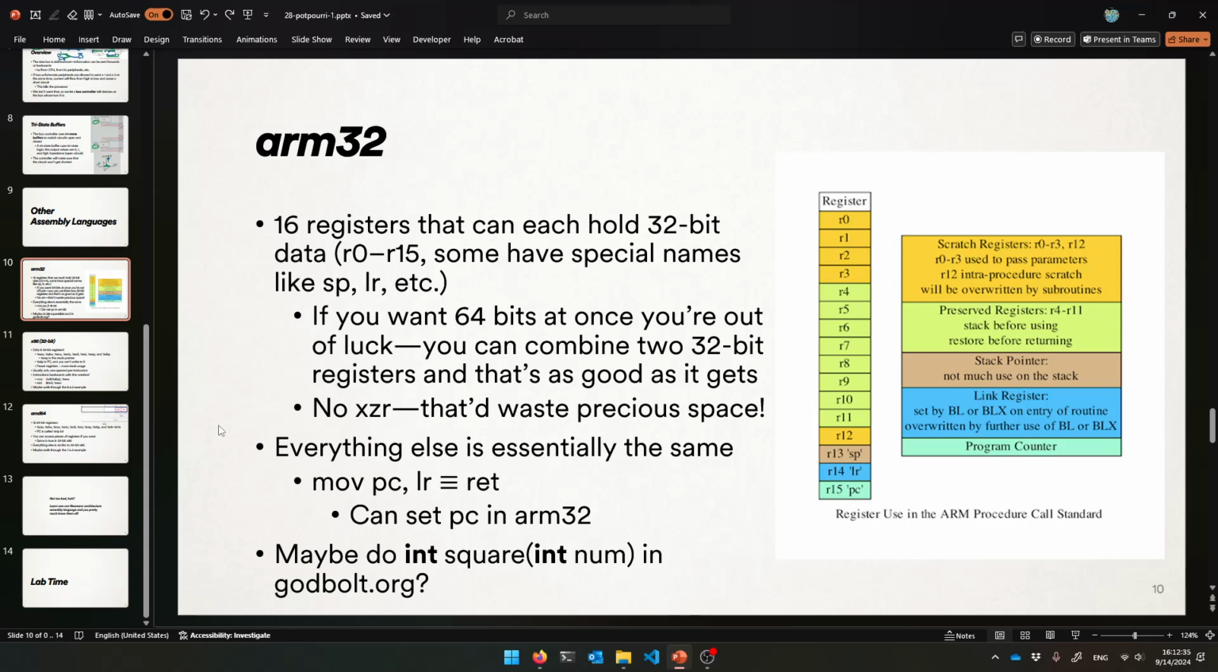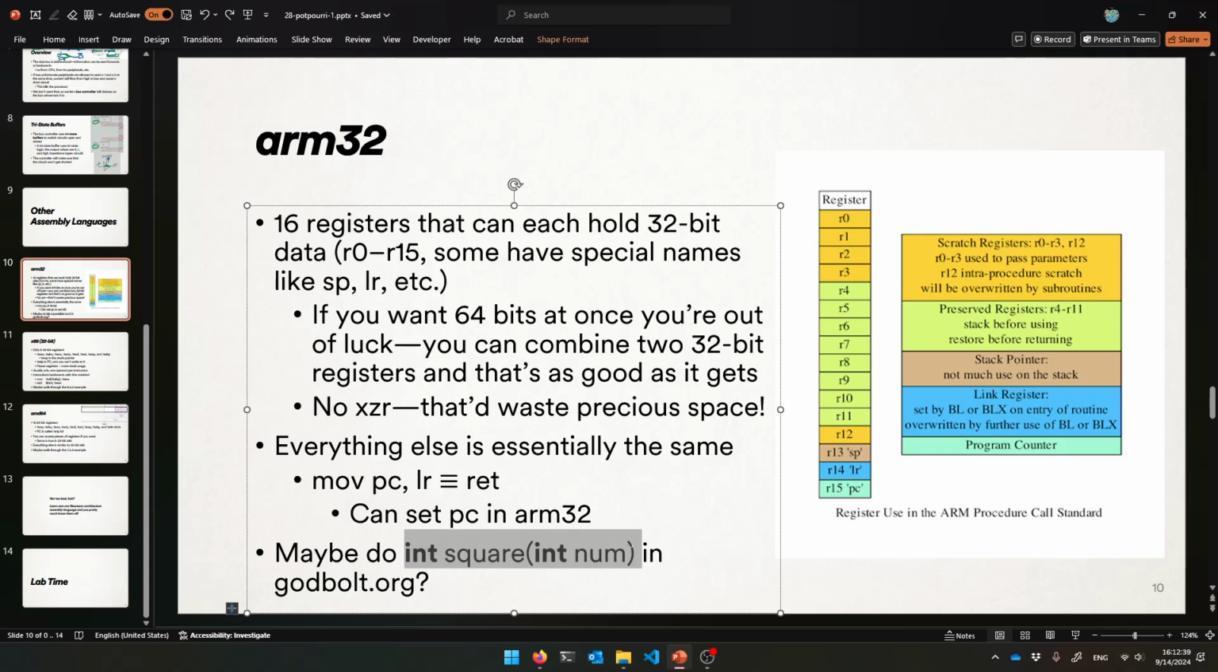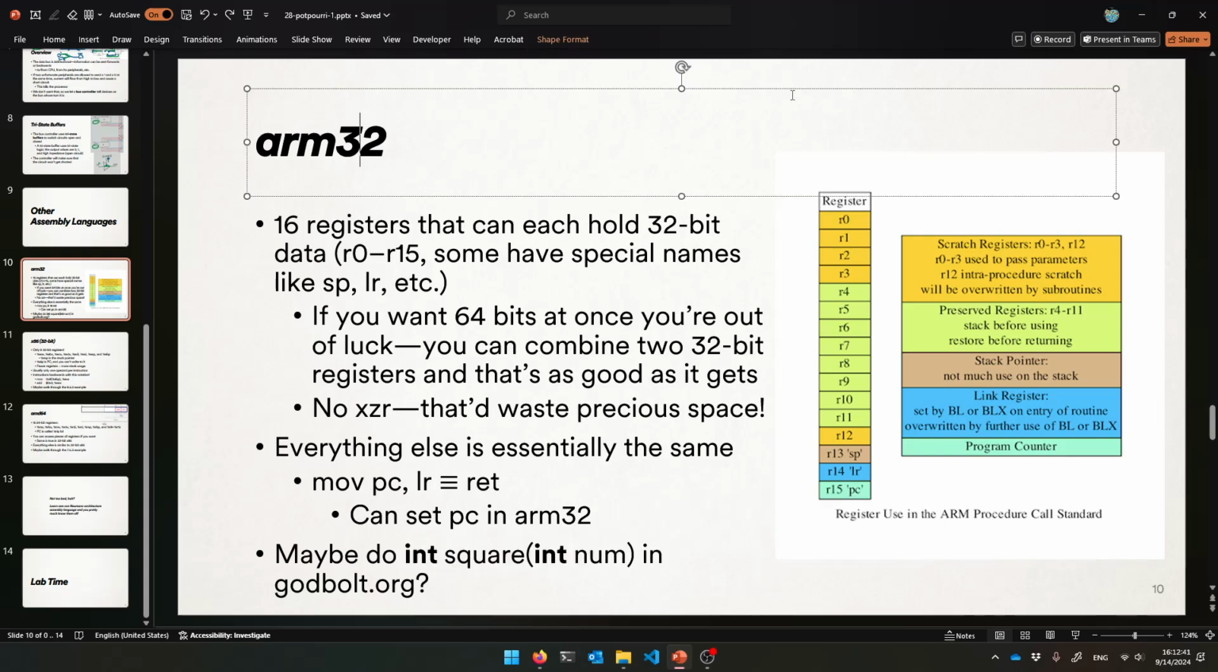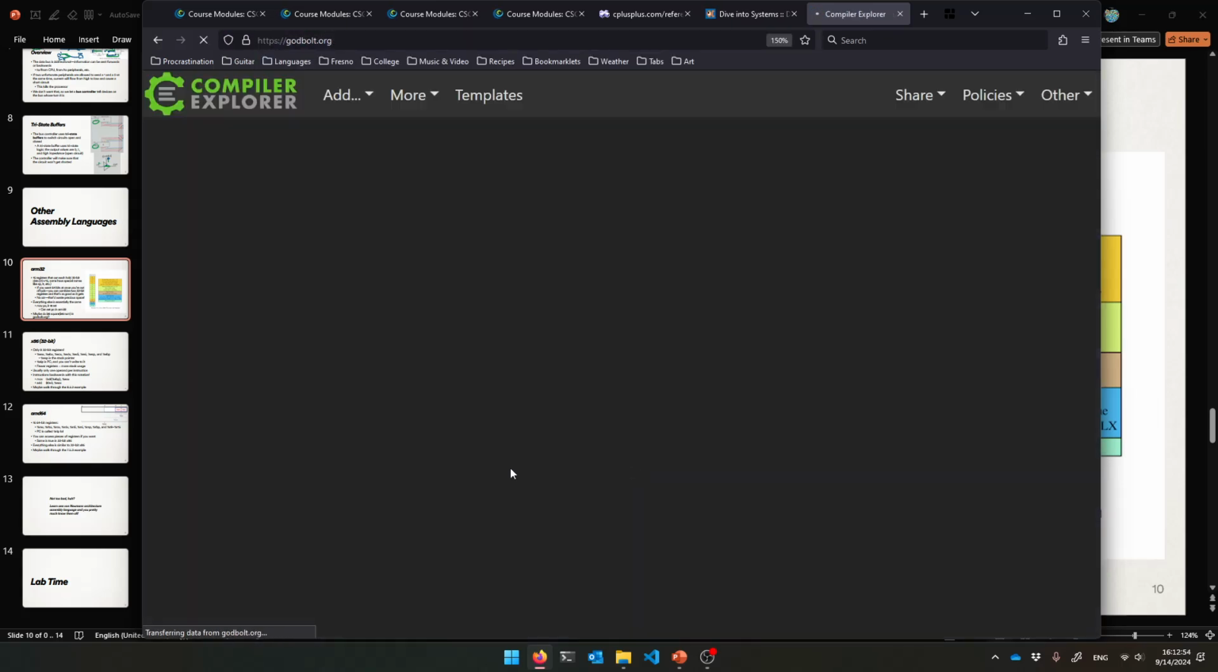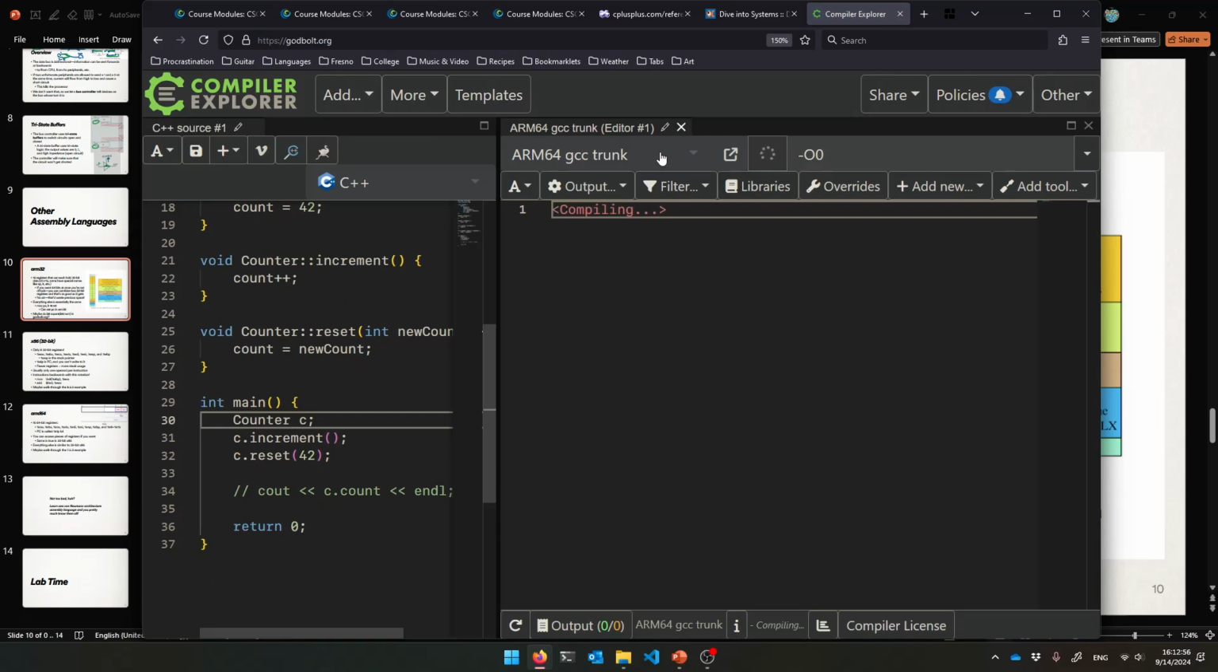All right, so let's see, what do I want to do? Let me just show you what a squaring function looks like. It's very, very similar. Your arguments again, your first 4 at least, are going to go in here, and then you have to start using the stack and all that. But yeah, let's go to godbolt.org, and I'll set it for 32-bit ARM assembly instead of 64-bit.